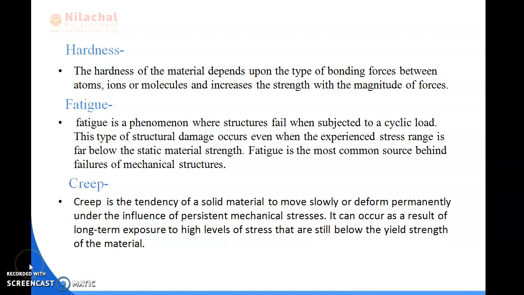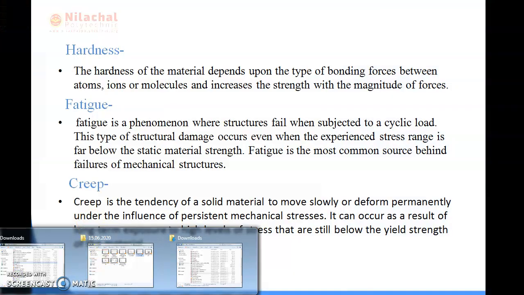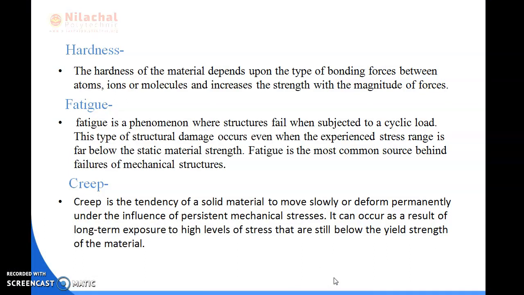The next one is creep. What is creep? Creep is the tendency of a solid material to move slowly or deform permanently under the influence of persistent mechanical stresses. It can occur as a result of long-term exposure to high levels of stress that are still below the yield strength of the material.